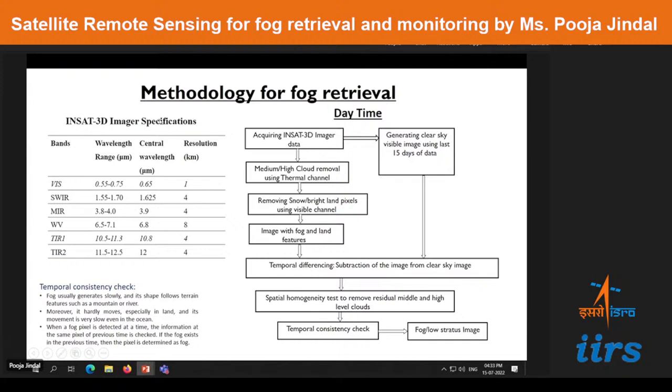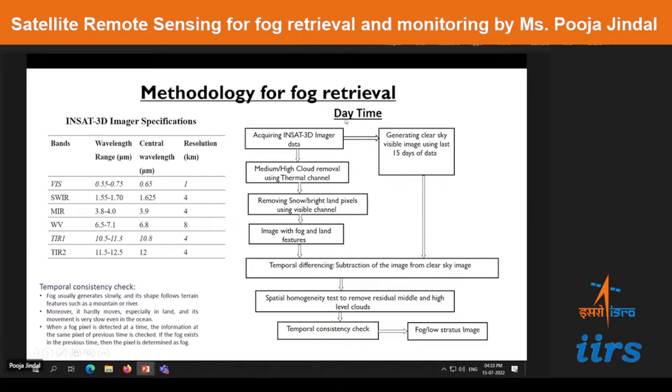I will take the example of INSAT 3D imager to describe the methodology of fog retrieval or fog detection. The left hand side table gives the channels of the INSAT 3D imager. INSAT 3D imager has 6 channels: visible, SWIR, mid-IR, water vapor, thermal 1 and thermal 2. For this methodology we shall be using the visible and thermal channels. Moreover, in case of fog retrieval, we have separate methodology for daytime and nighttime, which we will discuss.